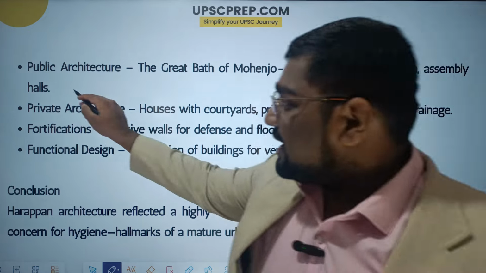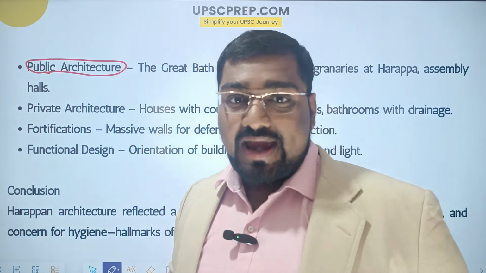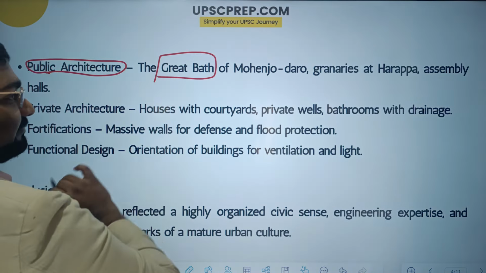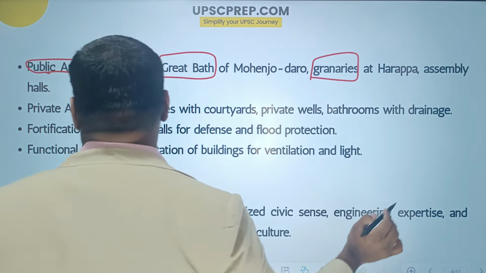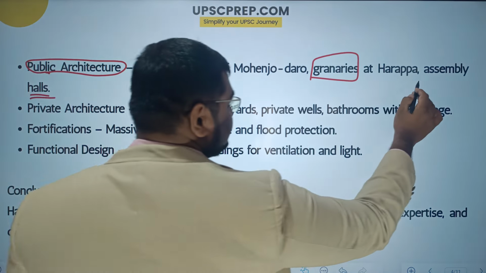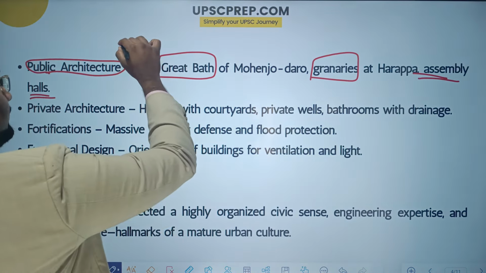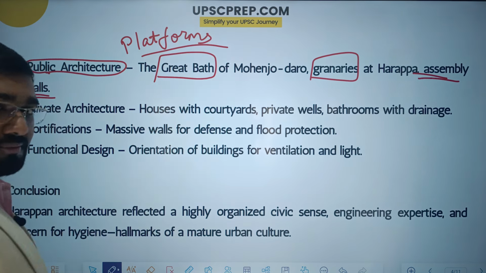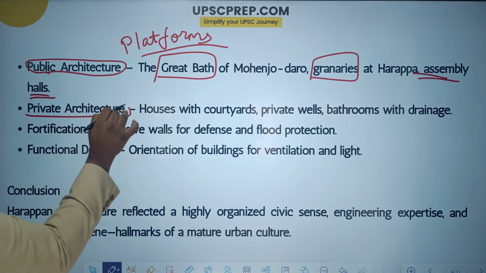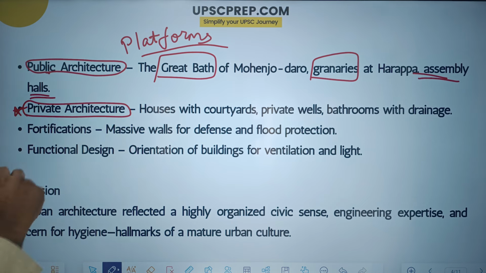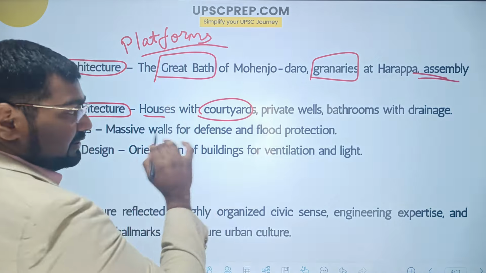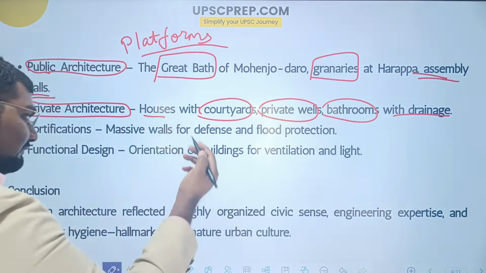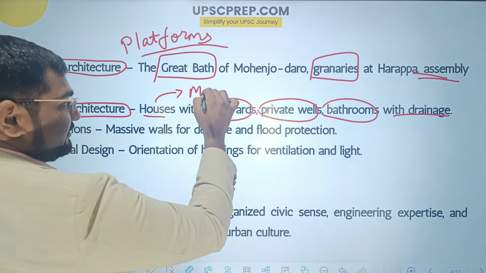Then public architecture. And when you are talking about public architecture, you should write about great bath, granaries, the assembly halls. You can also talk about the platforms. Then private architecture. Houses with courtyards, with private wells, bathrooms with drainage. Houses were also multi-storied.